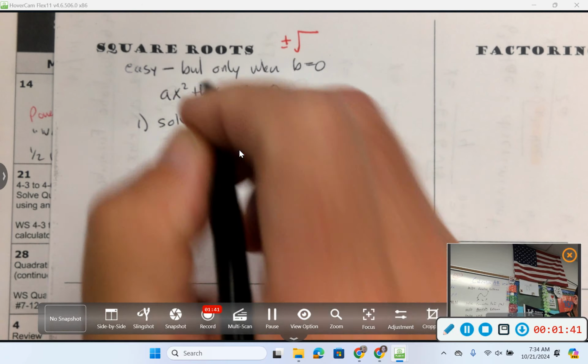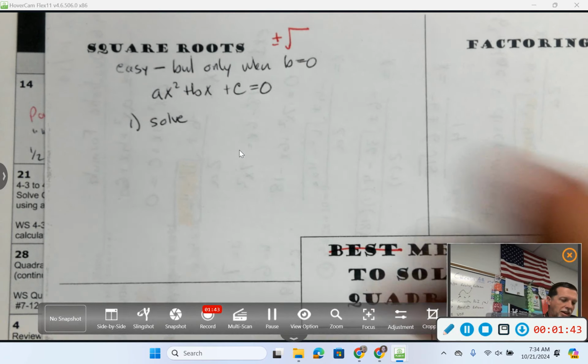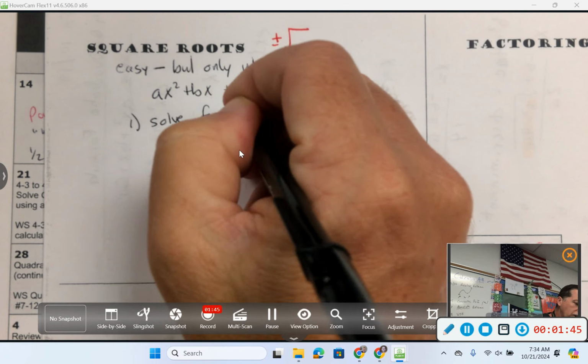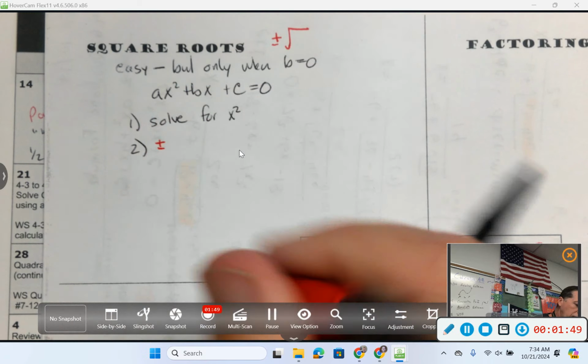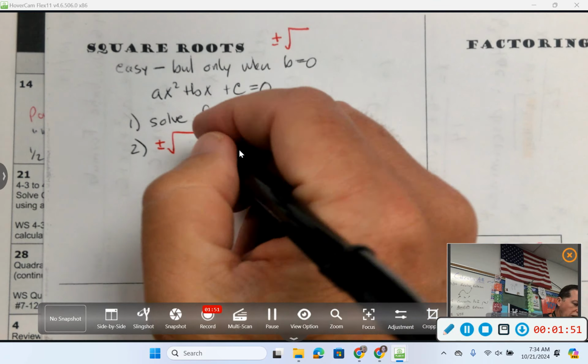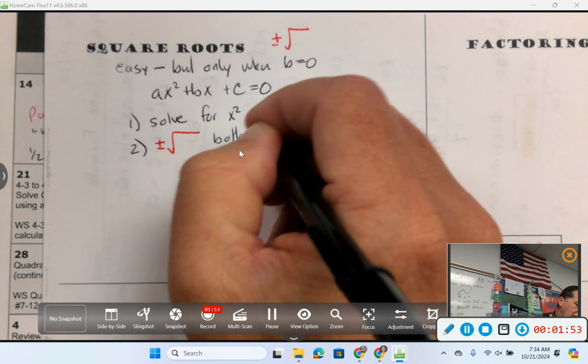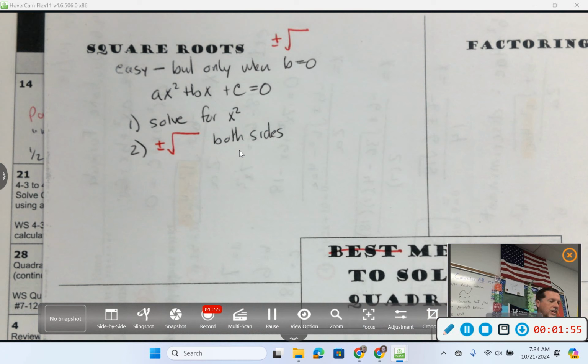You don't need to write what the method is, but solve for x squared, and then take plus or minus the square root on both sides, and you're done. We like that.